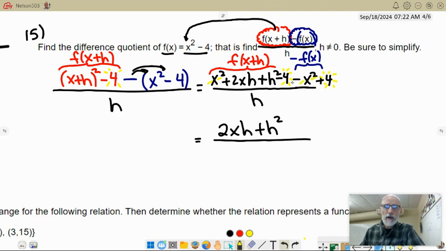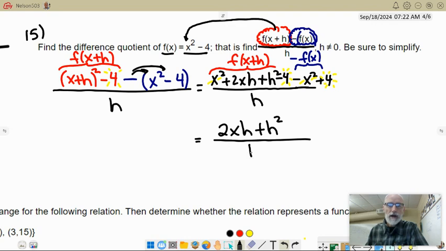See the x squared over here, I forgot to put maybe a little yellow line through it. This x squared went to 0 with this x squared. This -4 went to 0 with this +4. And the only terms that are left have an h in them. Okay, so the numerator is going to do that every single time. The terms without an h factor are going to go to 0 because they're going to have matching terms that are opposite in sign.